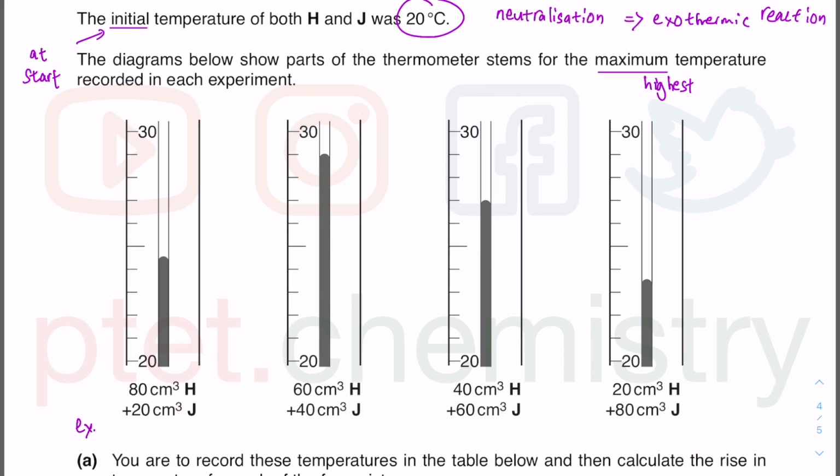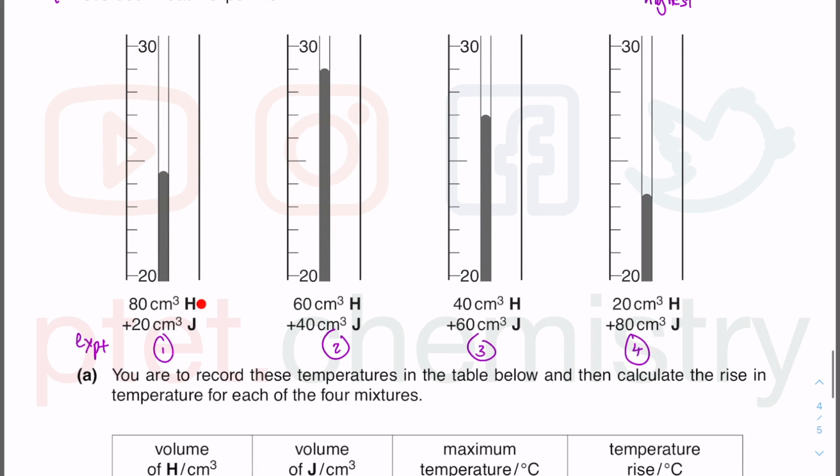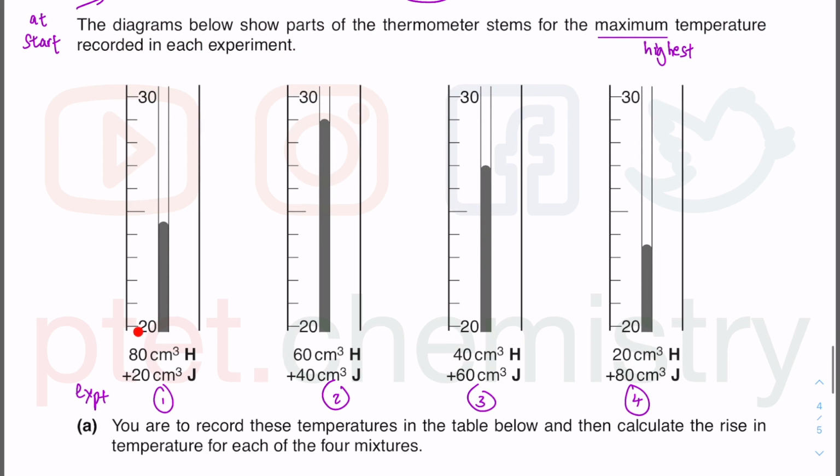if this is experiment 1, 2, 3, and 4, you could see that the total volume remains 100 cm cube, but then you have a different volume of H and J, sulfuric acid and sodium hydroxide. Different volume of sulfuric acid, different volume of sodium hydroxide for each of these, and you get a different maximum or highest temperature. This is 20 degrees Celsius if you read carefully, and this is 30 degrees Celsius.